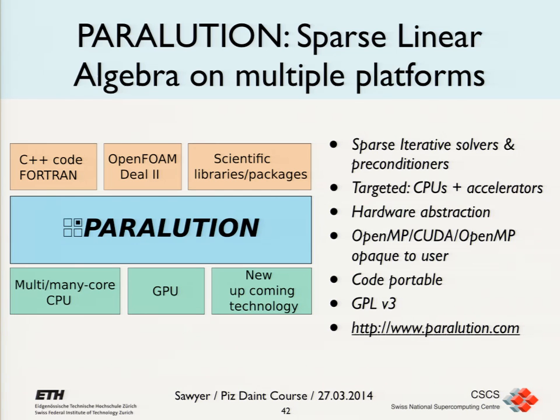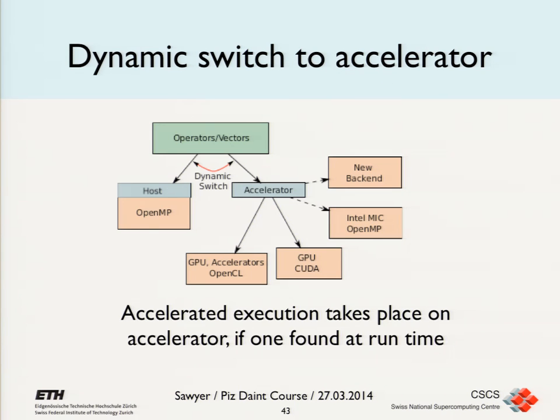There's a website. The structure is slightly different. The idea is to have some sort of dynamic switch. If it notices an accelerator's available, then it tries to do things on the accelerator. If no accelerator is available, then it snaps back and just runs on the host, which is a fairly effective model, right? Everything is decided at runtime and not at compile time.